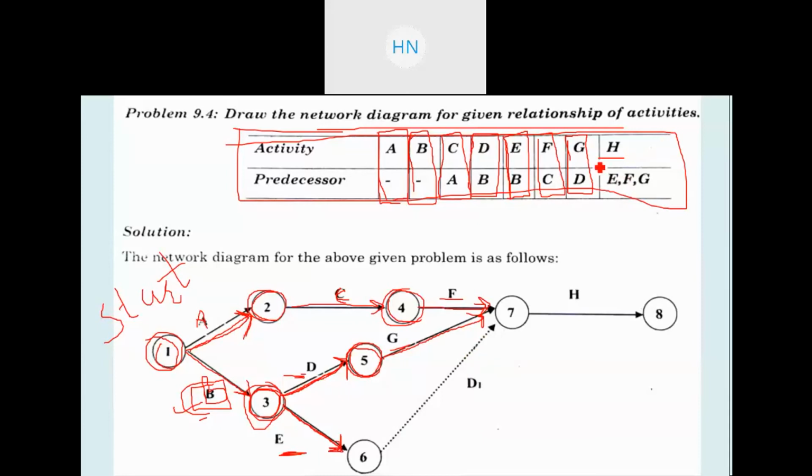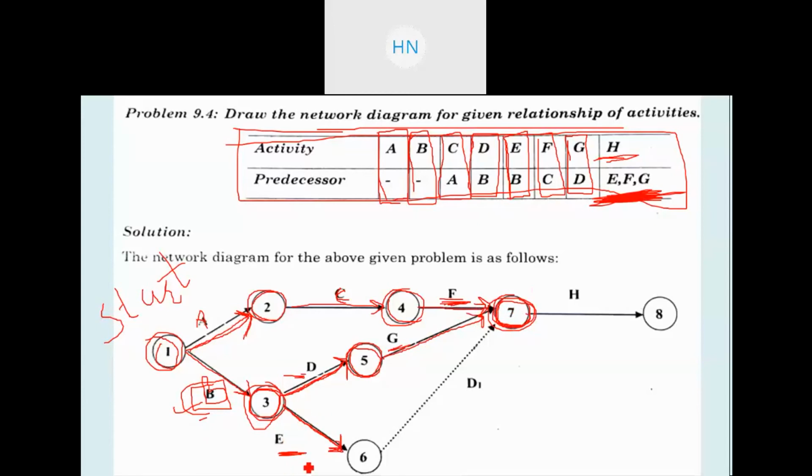Here for the last data, that is H, it has predecessors E, F and G. These three activities are predecessors. So H can only happen after F, G as well as E. Now here you can see F and G you can easily combine on one event, that is event number 7, right?